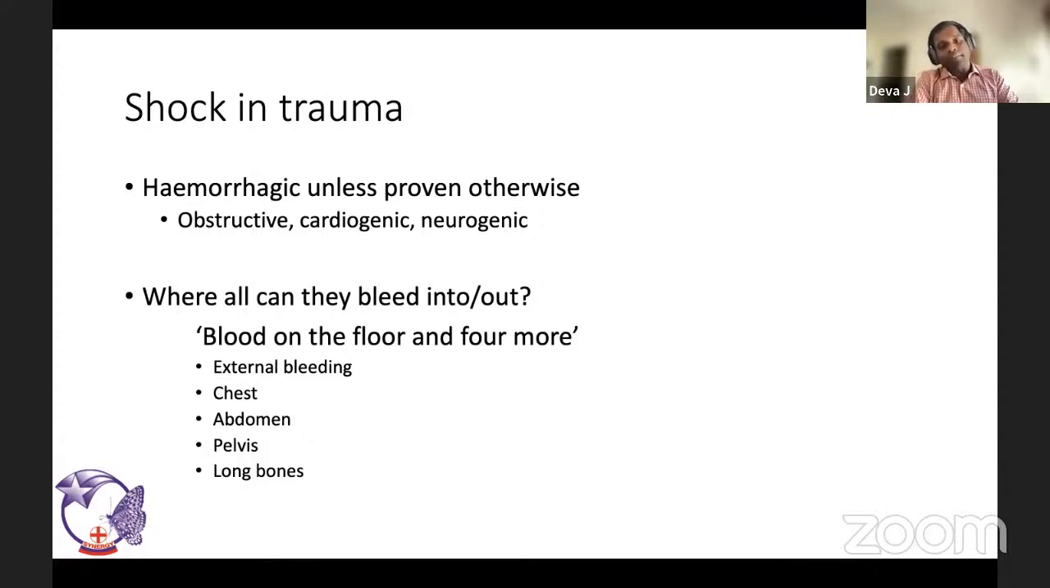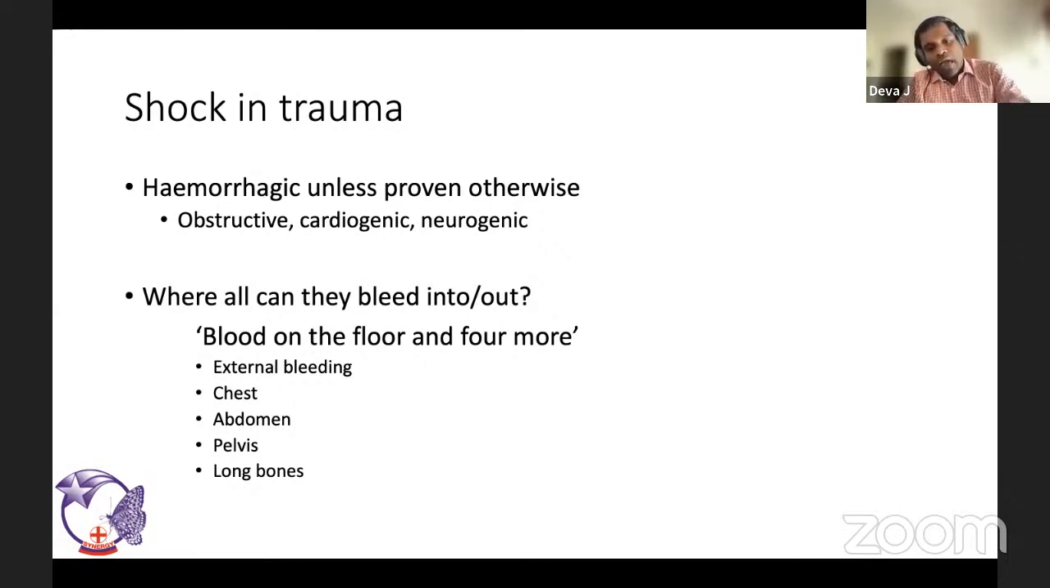So when we talk about chest, somebody can bleed easily 3 liters into the hemithorax. Abdomen can take the entire blood volume, and pelvis can also take the entire blood volume. Long bones, quite often, we misjudge the amount of bleeding in long bone fractures. If you fracture your femur, you are likely to lose about 1.5 liters of blood if that femur is not splintered. If you fracture both bones of the leg, you might lose about 750 to 800 ml of blood, and the same volume of blood if you fracture your humerus.